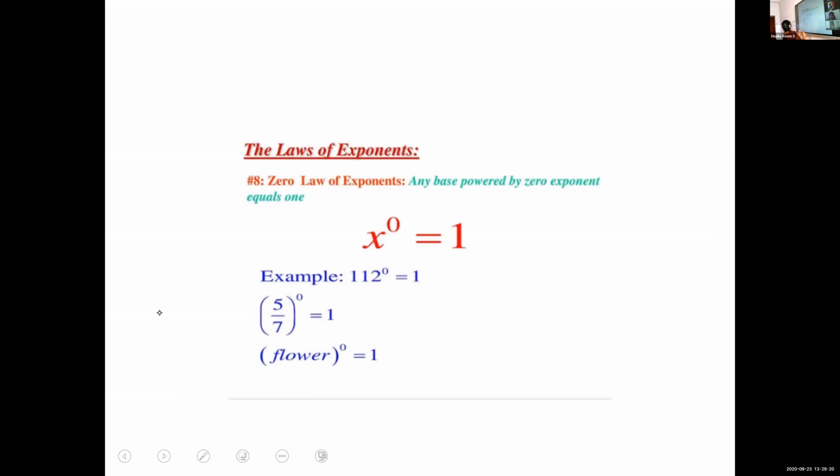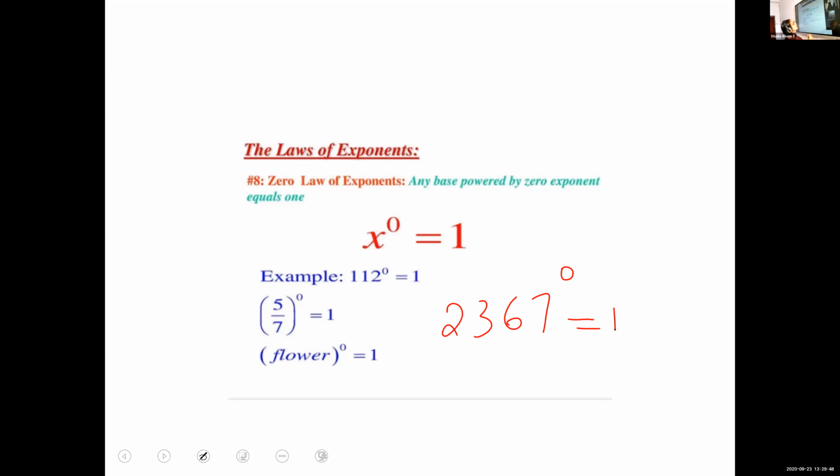Any quantity raised to 0 equals 1. I will give you examples. 2367 raised to 0 equals what, Abid? Equal to what? 1. Yes, ma'am, equal to 1.